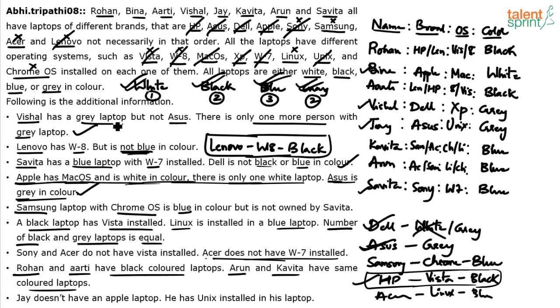So Vishal has a grey laptop, that is fixed, but not Asus, that is also fixed. There's only one more person with the laptop, that is also fixed. Lenovo has W8, but it is not blue in color, that also is fixed. Savita has a blue laptop, fixed, with W7 installed, fixed. Dell is not black or blue, yes, Dell is gray. Apple has Mac, white, there's only one white, which has gone to Beena, fine. Asus is green color, also fixed.